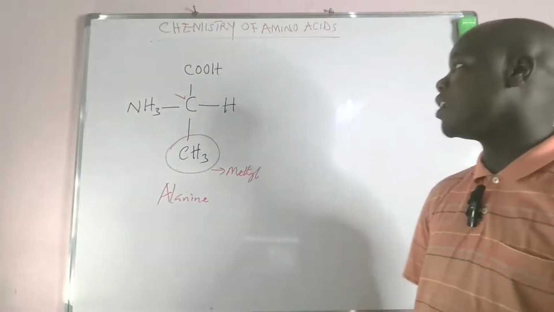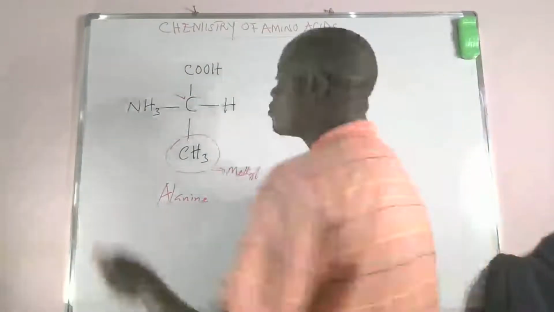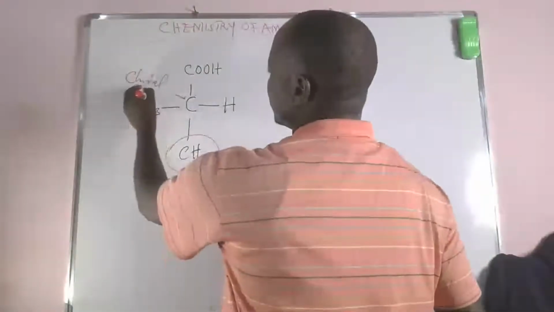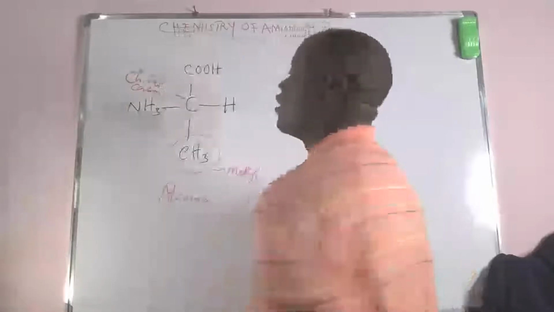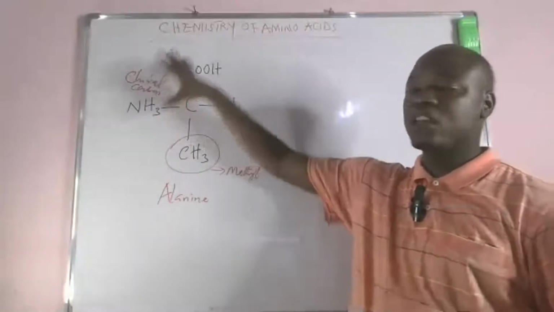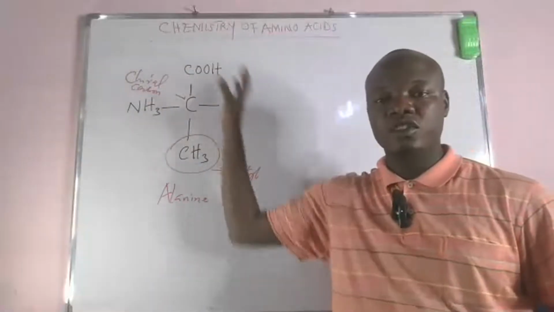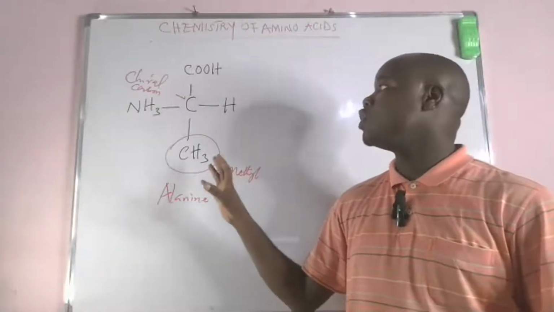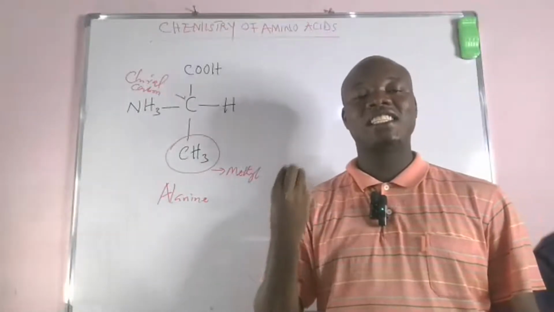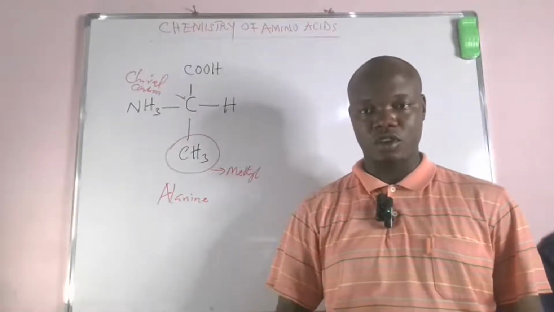Excellent, excellent. We call it chiral carbon. Brilliant. Why is it called chiral carbon? Because it has four different groups surrounding it. So that is why it is called chiral carbon. You can also call it stereogenic carbon.